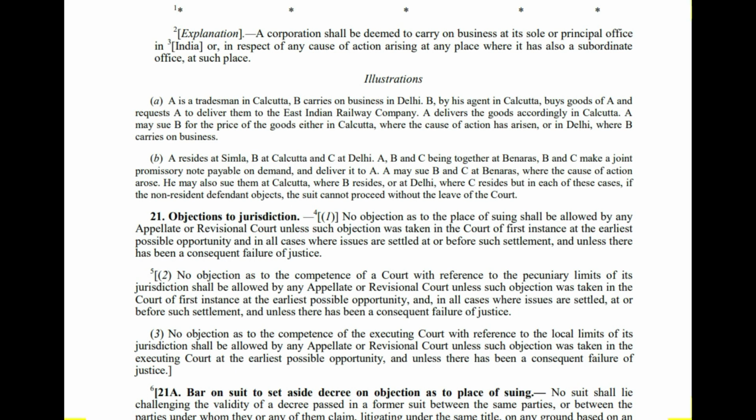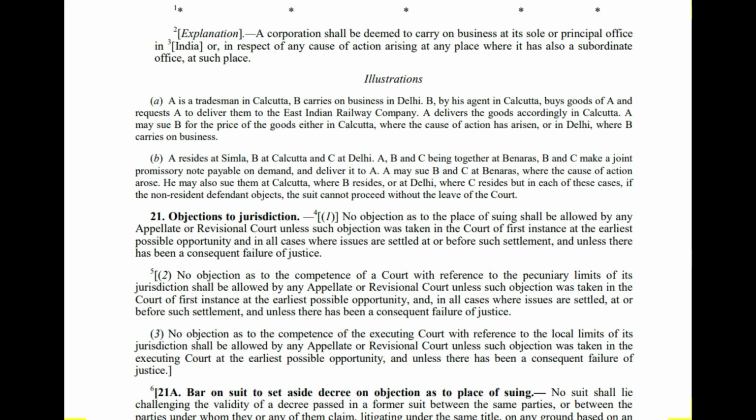He carries on business in Delhi. B, through his agent in Calcutta, buys goods of A and requests A to deliver them to East India Railway Company. So this B in Delhi is buying through his agent in Calcutta and directs the goods to be delivered to East India Railway Company. And as directed, A delivers the goods in Calcutta.